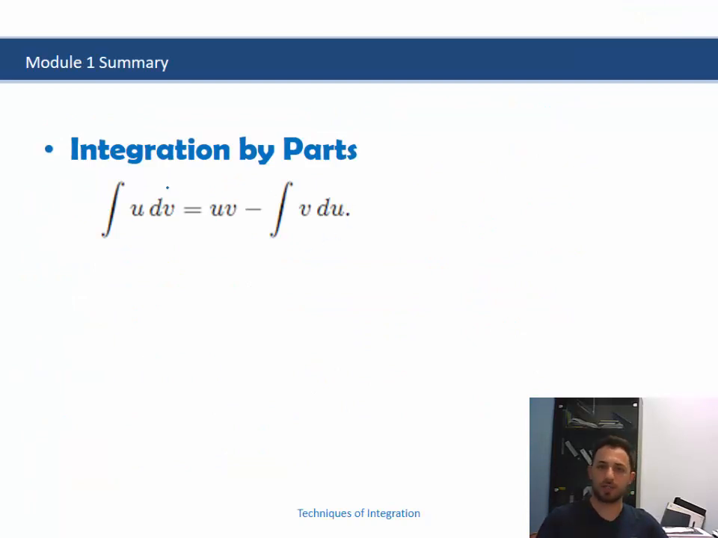So in today's session we discussed integration by parts. Again, the original definition comes from the fact that u dot v prime is equal to u prime v plus u v prime, and we come up with this definition. Thank you.